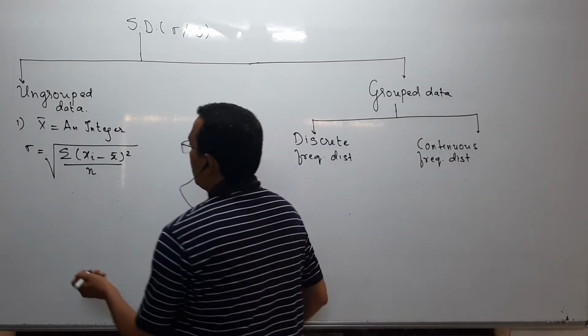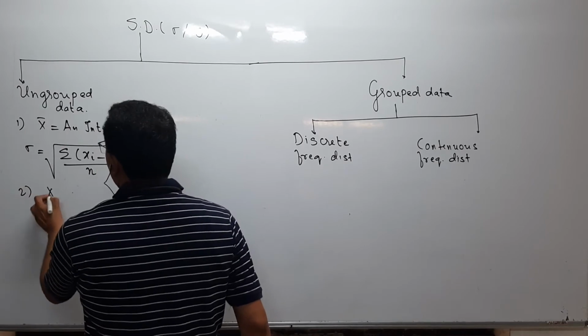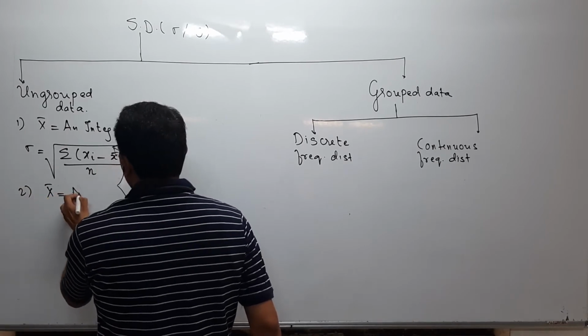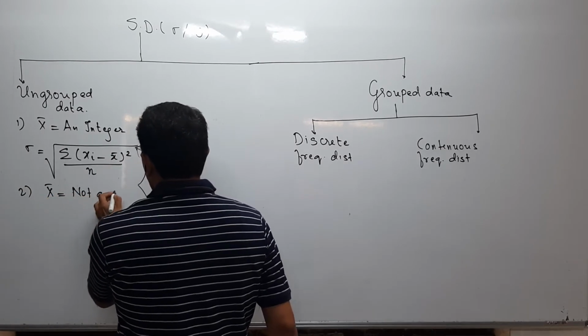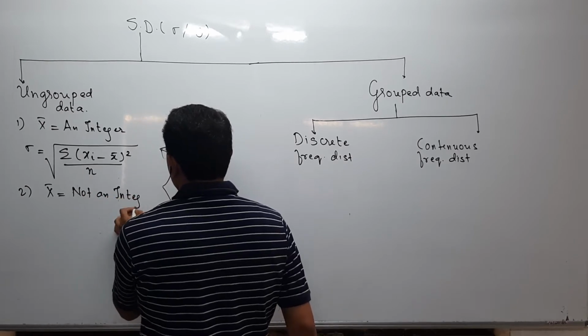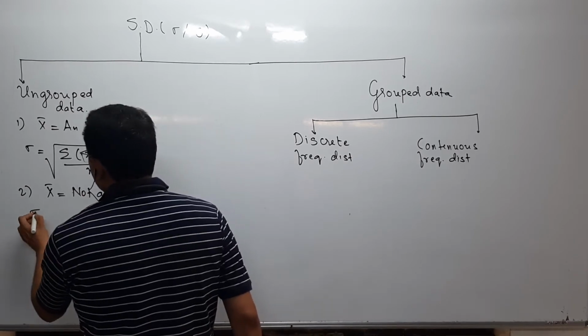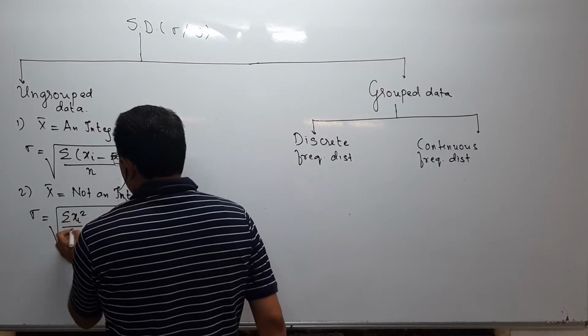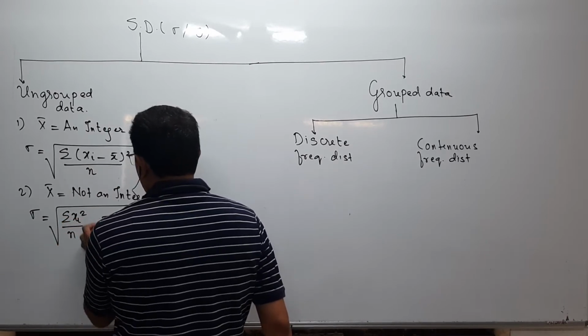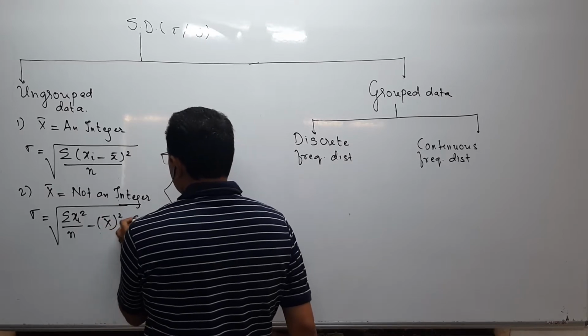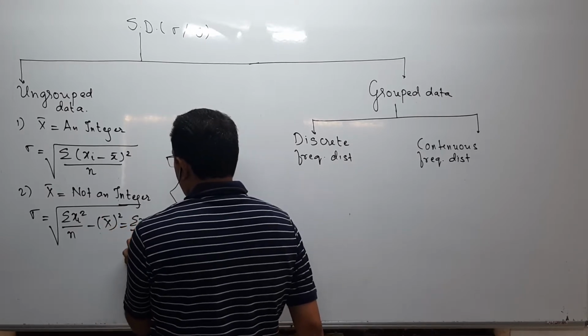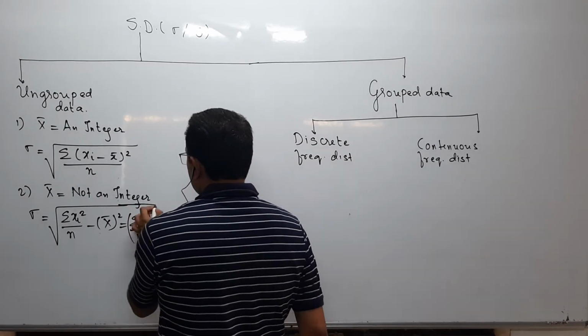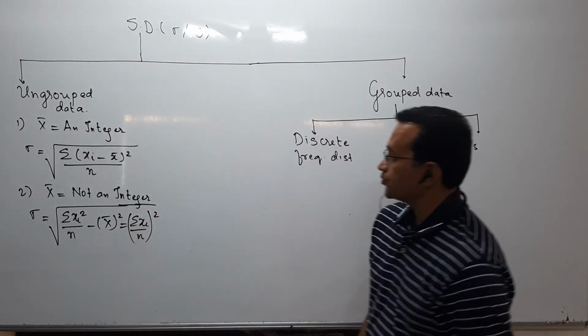Then the second formula is preferred when x bar is not an integer, and that formula is sigma is equal to square root of summation xi square upon n minus x bar square, or even this is written as summation xi upon n the whole square.